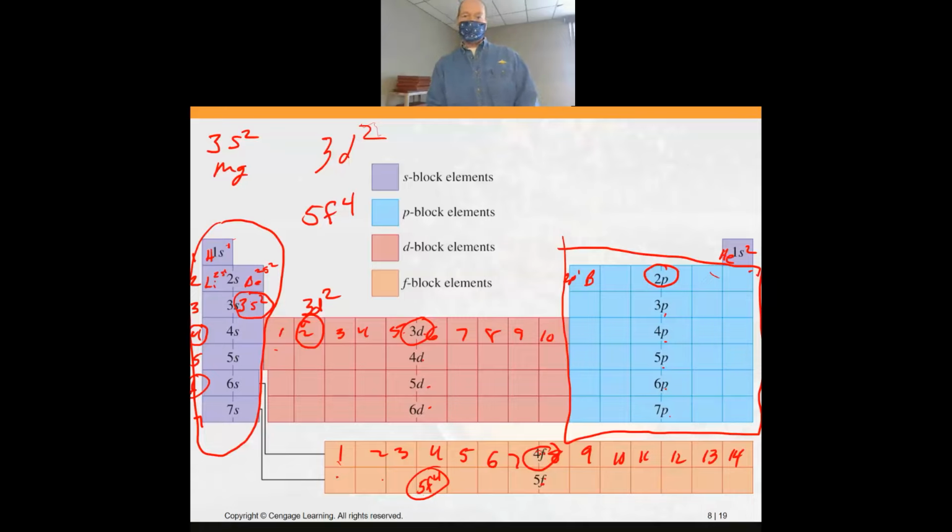Over here, if we had the 3p6, and then you go to 3p, you go to the 6th one here, and so here is your 3p6, because when you number them, that's 1 and 2 and 3 and 4 and 5 and 6.